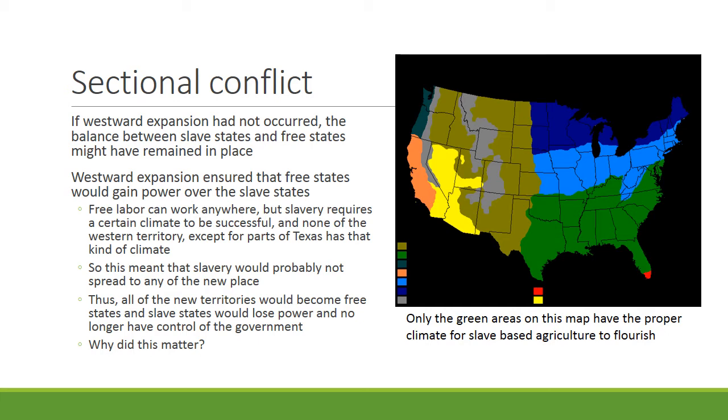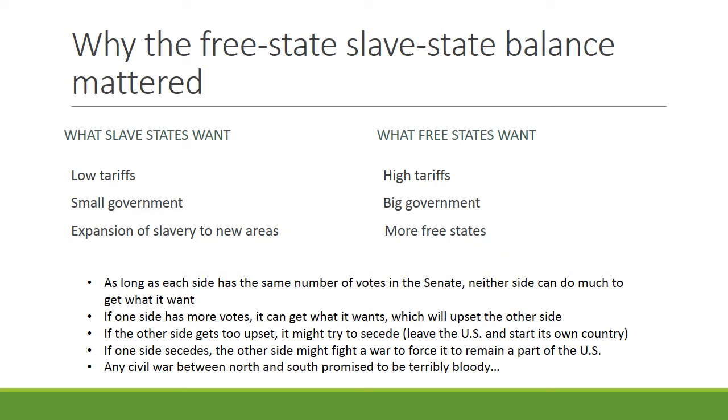But so why is this important? Why does it matter so much that the free states are eventually going to outnumber the slave states? Well, I'll tell you. The reason it mattered why the slave states were eventually going to be outnumbered was that the slave states and the free states basically wanted opposite things.